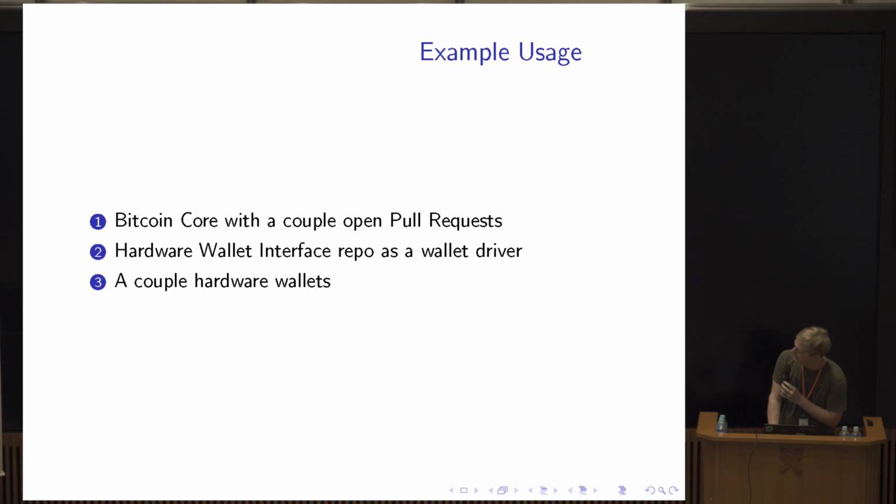I have a working demo with Bitcoin Core, with a couple of open pull requests that allow you to import specific information, so the wallet is actually able to create these transactions, hand it to a hardware wallet interface, where the hardware wallet signs as well, and pass it back.